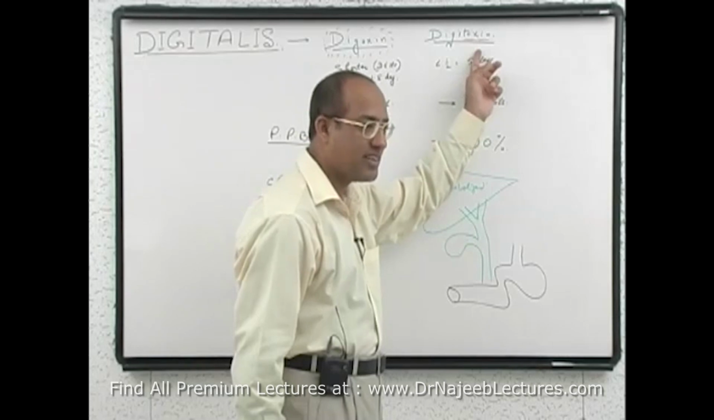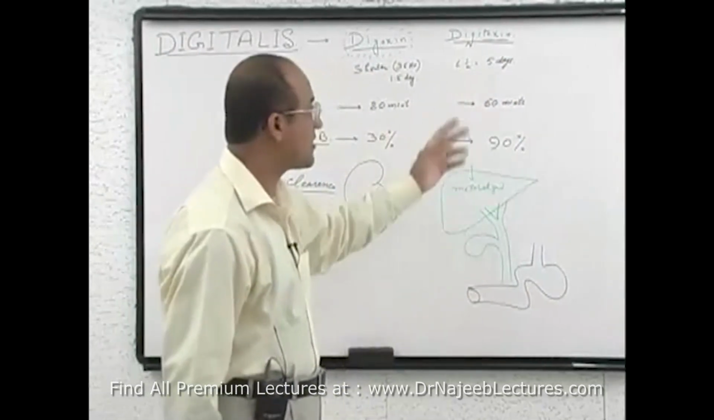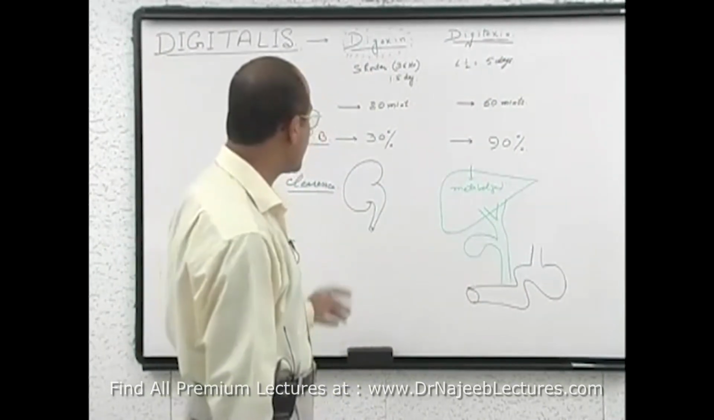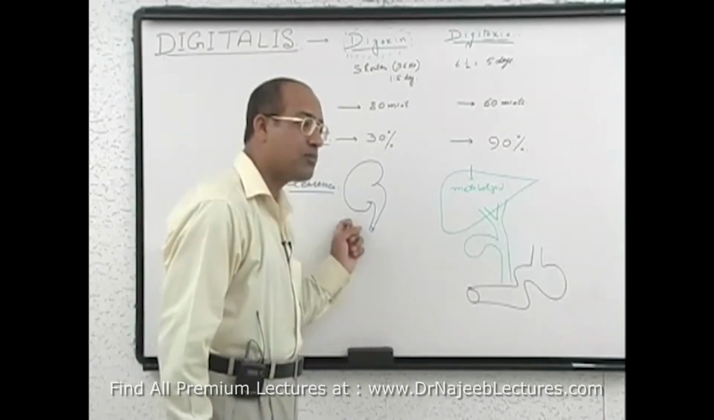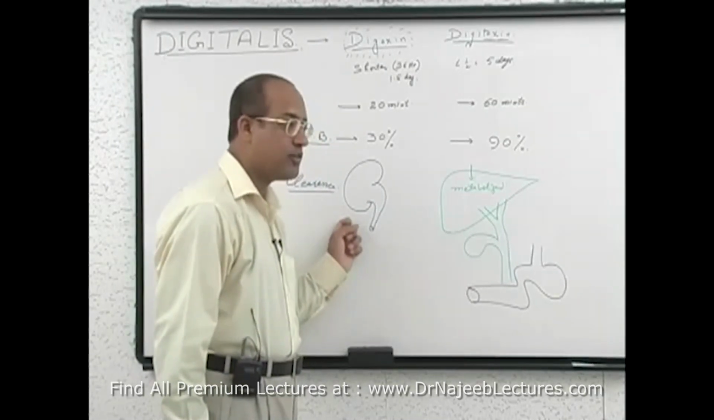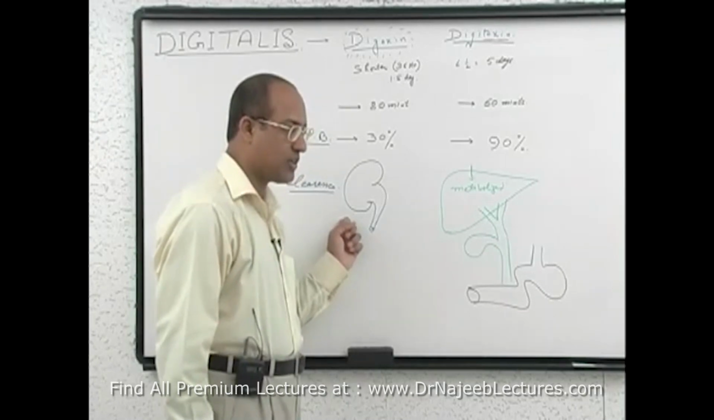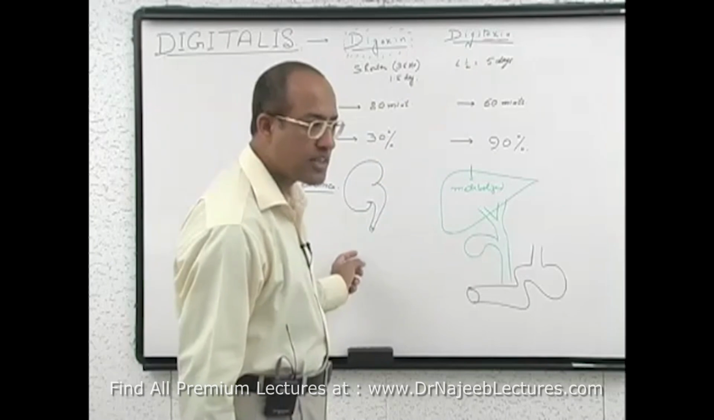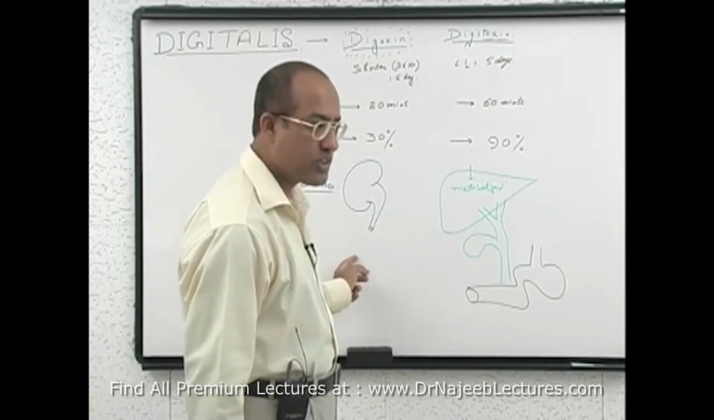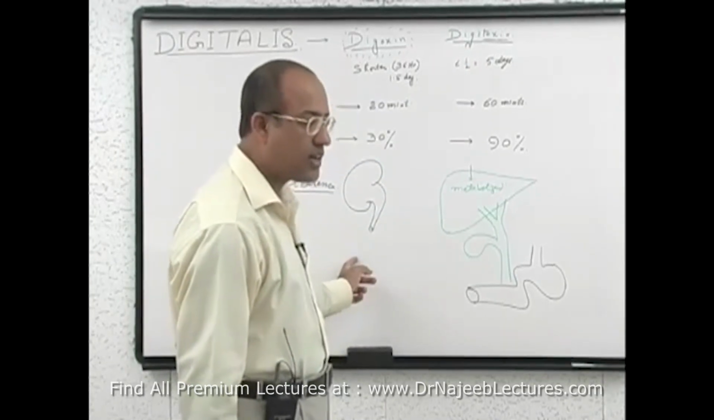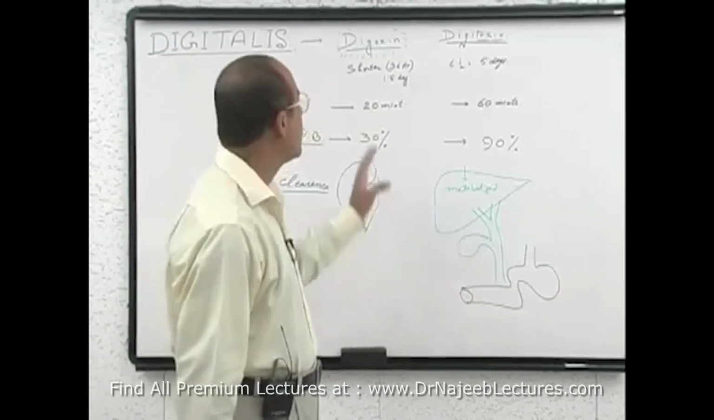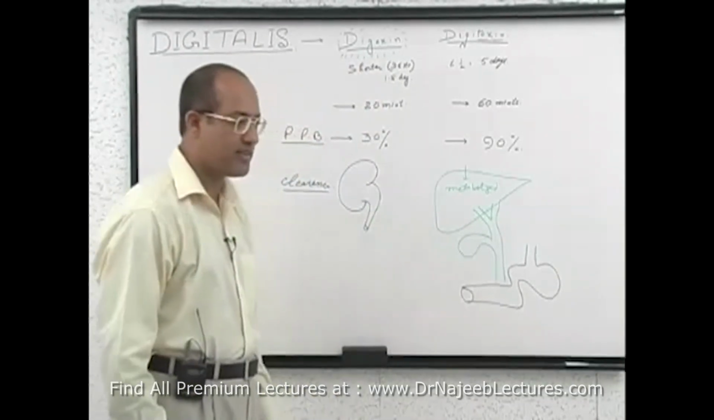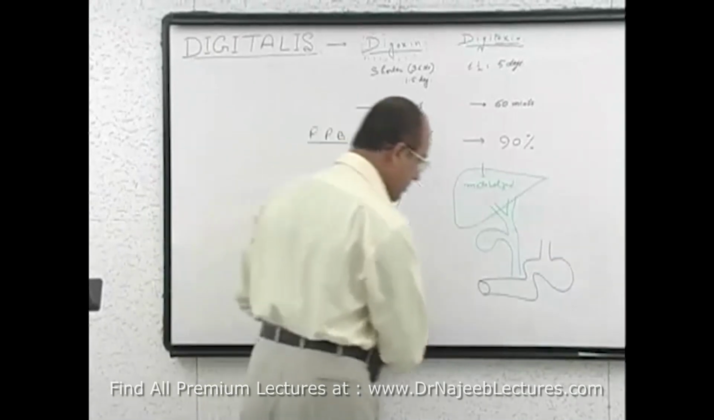So usually it is avoided. We use this drug as a second line drug, only when the patient has significant renal problems. If someone has chronic renal failure and you really need to digitalize the patient, then you should prefer digitoxin. Only when the patient has chronic renal failure. If the patient has relatively good functioning kidney, digoxin should be the drug of choice.